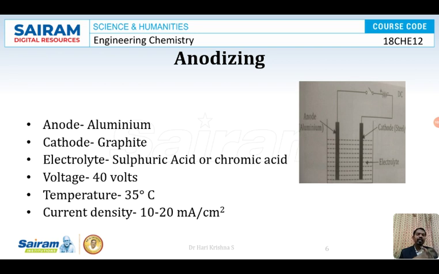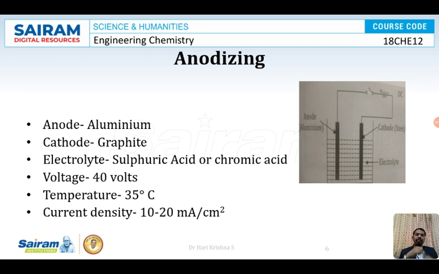Therefore, for aluminium-like metals, that oxide layer itself will protect. If that oxide layer is peeled off, again nature itself will develop an oxide layer and it will protect itself. That is a boon for aluminium-like metals. We are supposed to increase the thickness for industrial purposes. So increasing the thickness of the oxide layer on aluminium and aluminium-like metals by making the metal the anode in acid media is called anodizing.